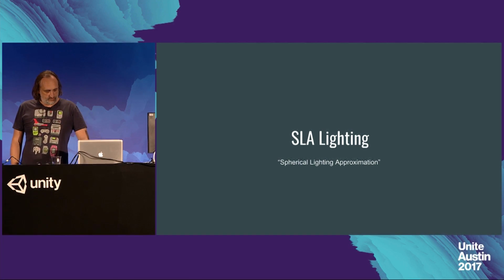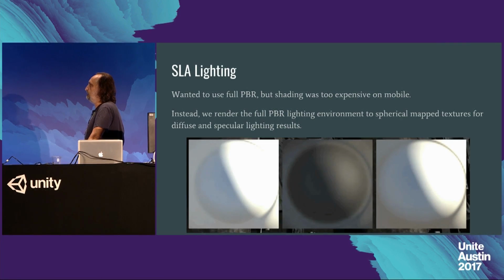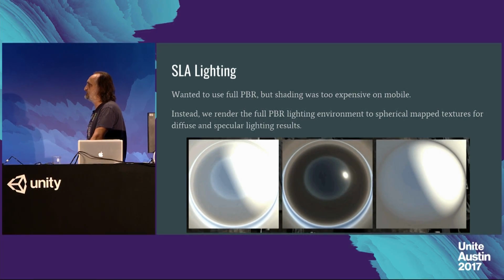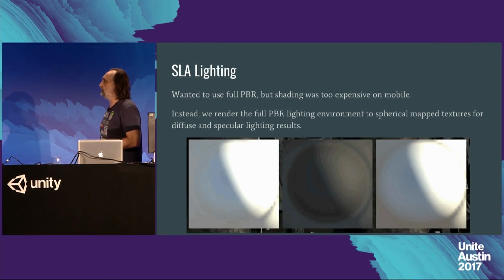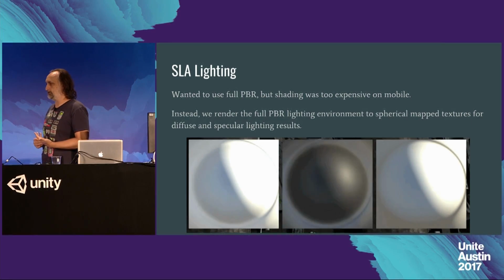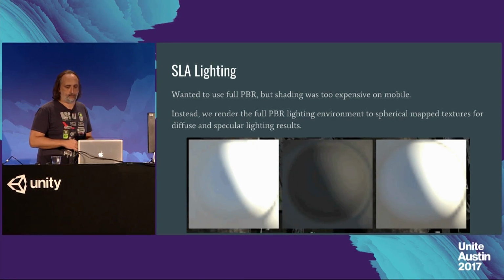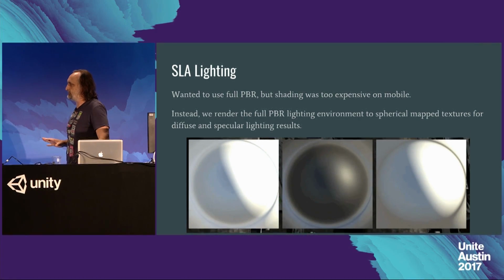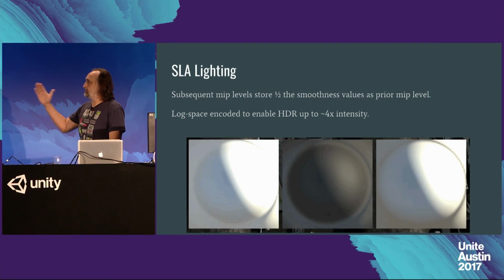So lighting. We did something we call spherical lighting approximation. The basic idea here is that rendering full PBR was too expensive. There's a lot of calculations, and we wanted PBR because it looks great. So what we did instead was we render a sphere. We render the result of the PBR lighting from any number of lights to these spheres as both a diffuse response texture and a specular texture. And then we do this for subsequent MIP levels.